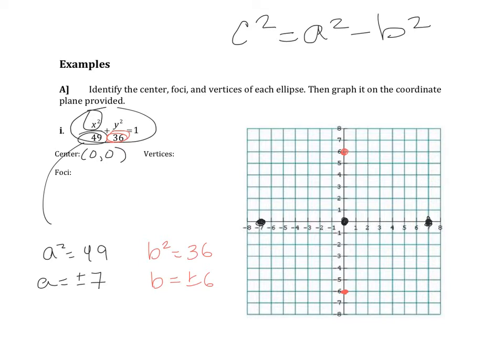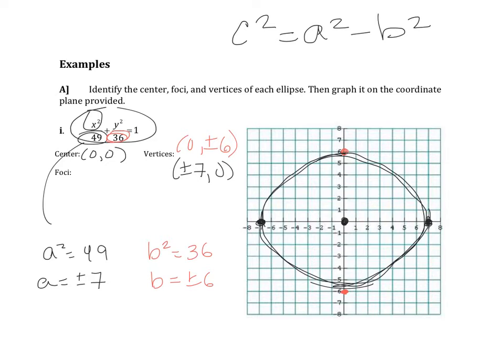Okay, so we can clearly see our vertices here are 0, plus or minus 6, and plus or minus 7, 0. You could write them like that, or you could write it as 4 separate points. That's up to you. And then if I was going to draw the ellipse, it's just going to look like a smushed circle. This one is pretty close to being circular, though, because the a and the b value are only 1 apart.